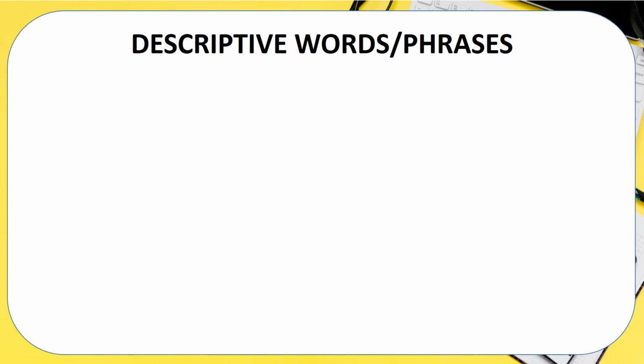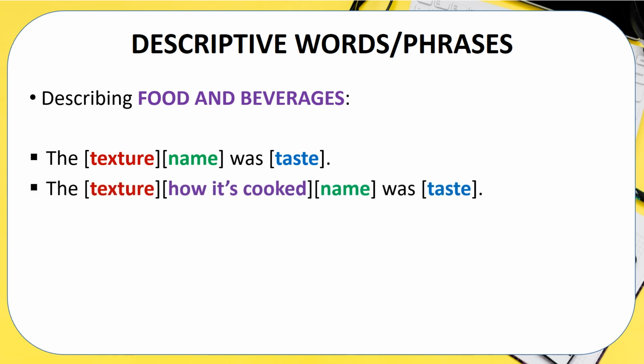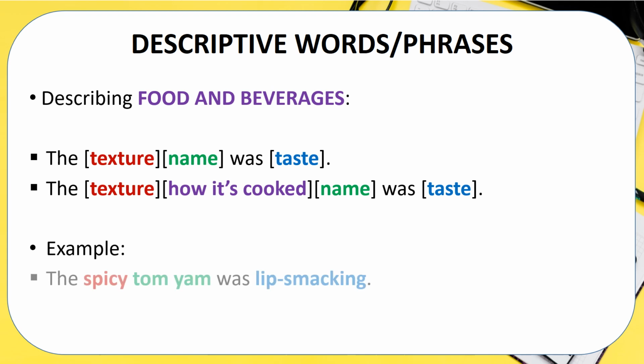Here comes the part that I love the most, and you should love it too, which is to describe food and beverages. So when you describe food and beverages, you mention the texture of that food or drink and then how it tastes. Or you can add more information by mentioning how it is cooked. Let's look at an example. So the spicy tom yum, right?